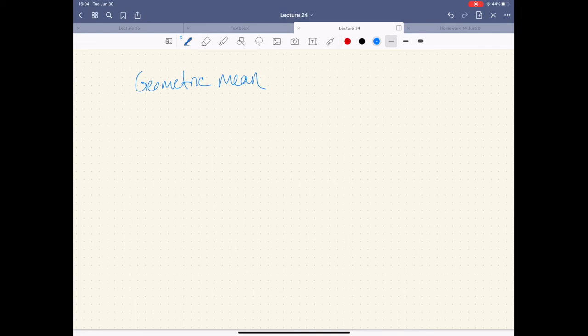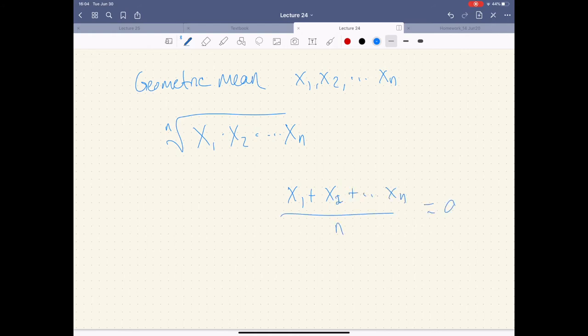The geometric mean of x1, x2, through xn is defined as the nth root of x1 times x2 times through xn. Compare this to the arithmetic mean, which is a little bit different. You do x1 plus x2 plus through xn, divided by n, and this gives you that average. But you can see the similarity here. In this case, I'm adding everything together and then dividing by the number of occurrences.